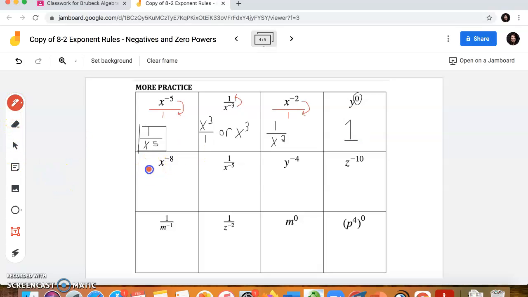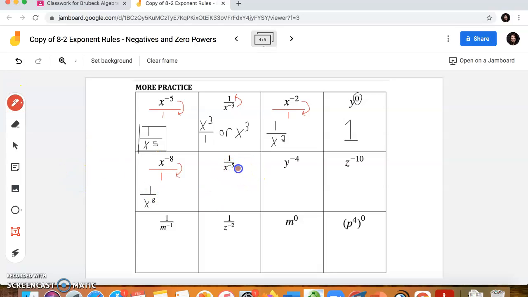This one right here, again, we don't have a line, so we're going to add 1, and we're going to bring that x down. So our final answer, we're going to have a line, bring our x to the bottom, change it to a positive 8, and then a 1 on the top.